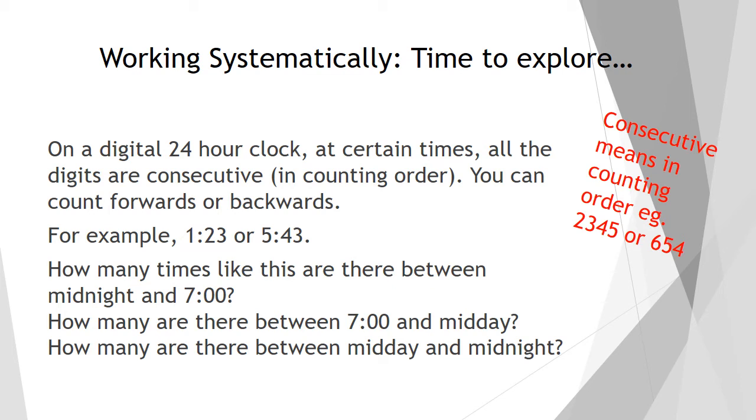So, for example, we can see 1:23. All of those numbers are consecutive. We've got 1, 2, and 3. Or 5:43. Those numbers are consecutive too. Even though they're going backwards, they're consecutive too. 5, 4, 3. Do you think we'd have 10, 9, 8 at any point during the day? No, we wouldn't, because we don't have more than 60 minutes in an hour. And in fact, on a clock, it doesn't show any more than 59 minutes in an hour.